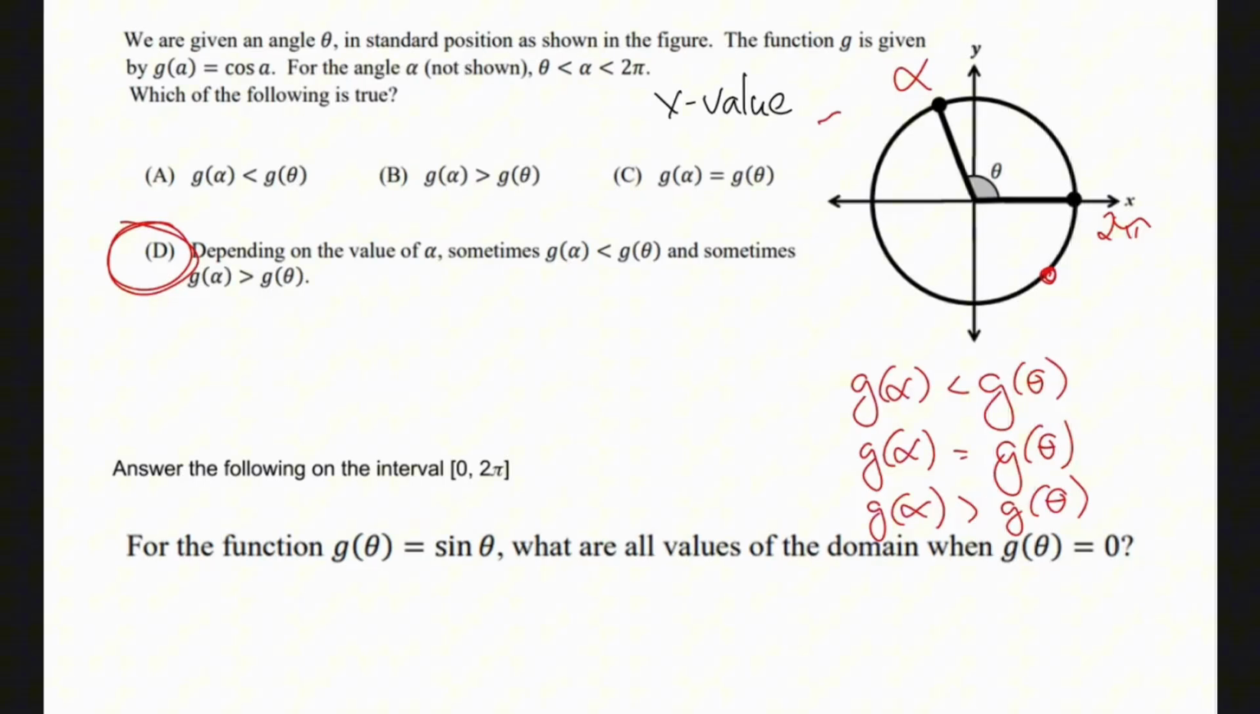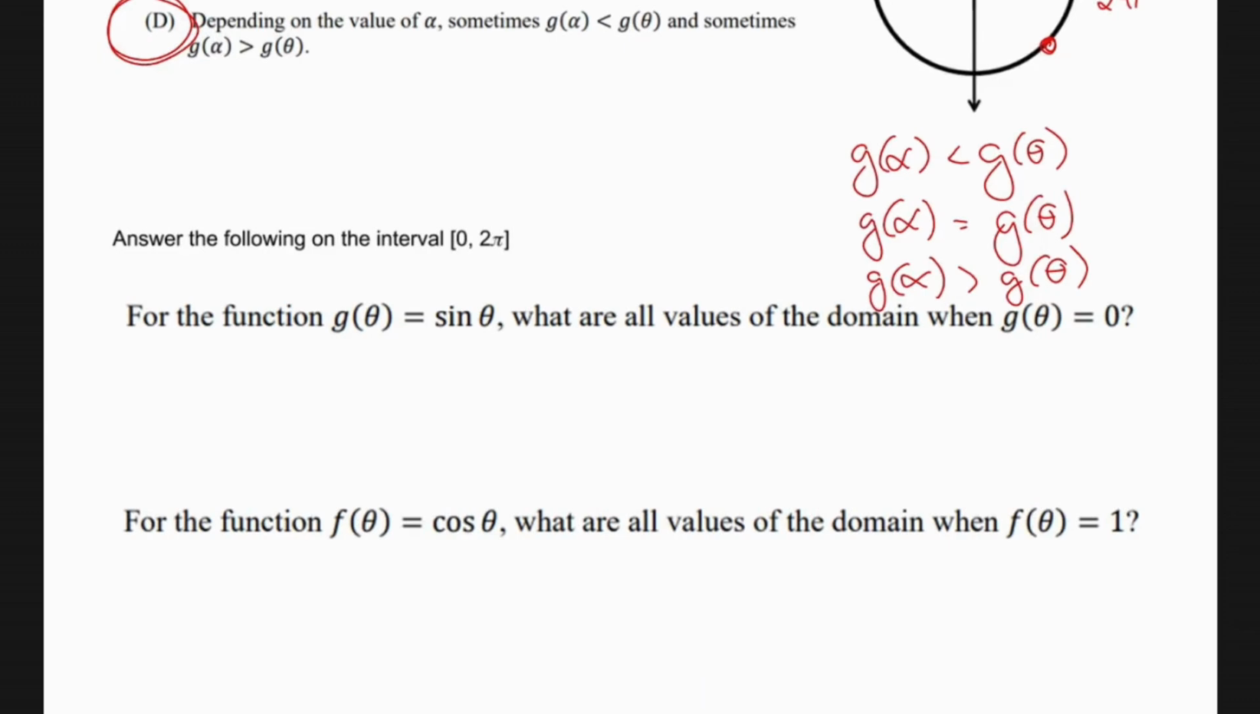All right, let's wrap this guy up. For the function g of theta equals sine theta, what are all the values of the domain, where the domain is the interval 0 to 2 pi, where g of theta equals 0? All right, so this is sine. I'm going to draw a rough sketch of sine. Sine starts at 0, 0, peaks out at 1 at pi over 2, hits 0 again at pi, at 3 pi over 2 hits negative 1, and then repeats the process at 2 pi.